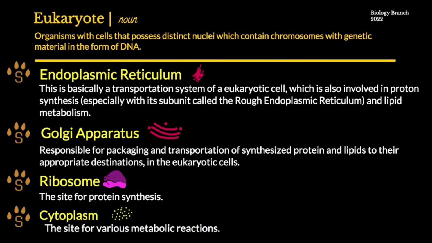Before we look at the next two parts, we need to know what a eukaryote is. So eukaryotes are organisms with cells that possess distinct nuclei which contain chromosomes with genetic material in the form of DNA. We hope that makes sense.